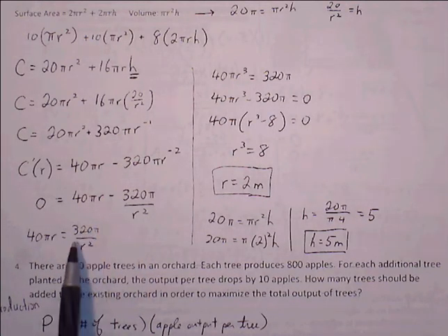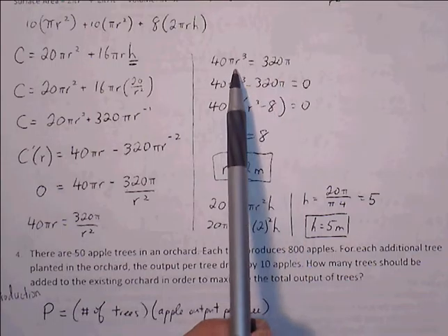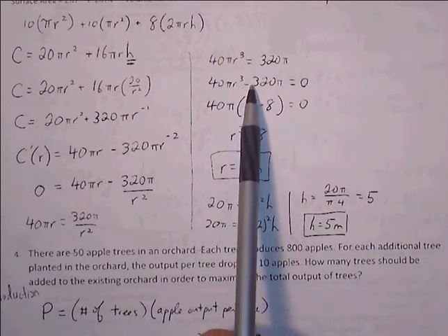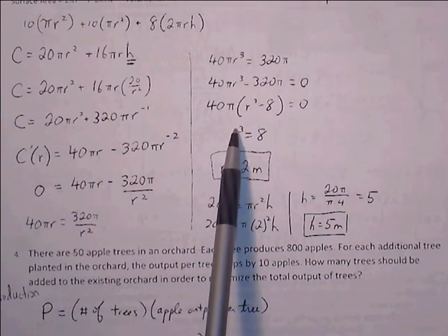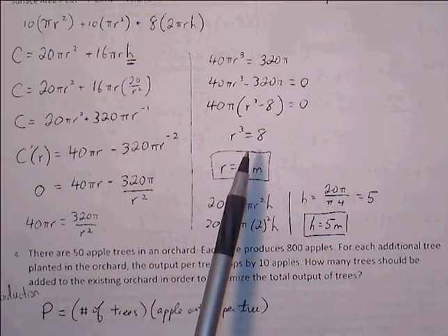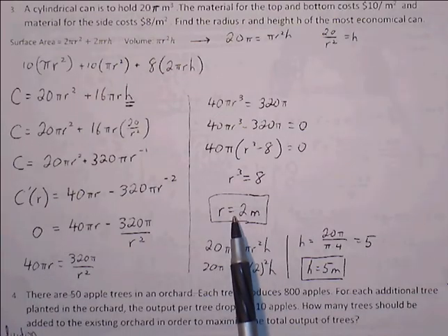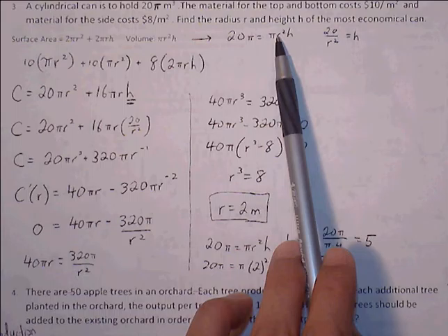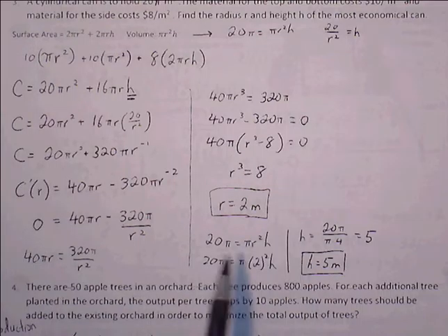I'm going to move the 320 pi r to the negative 2 term to the other side, divide both sides by negative 1, and do a cross product. We get 40 pi r cubed equals 320 pi. Bring everything over to one side here. I can factor out the 40 pi, and then solve for r. r cubed is 8, so r must be equal to 2 meters. Okay, so if the radius is 2, then for the height, if I replace r squared with 4, 20 over 4 is going to be 5. So the height of the most economical can is 5 meters.